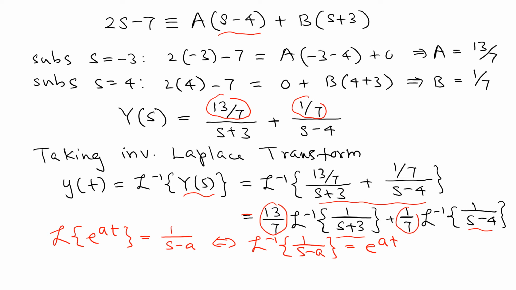So that means you can write the final solution, which is y(t), equals, from the first one, you're going to get 13 over 7. And because of s plus 3, in this case a is negative 3, so it's going to be e to the negative 3t. Second one, you can see it is 1 over 7, so this is going to give you e to the 4t. So that's the answer, and that's the idea. These are all the steps and how you can use these steps to solve the problem. So let's look at the next one.